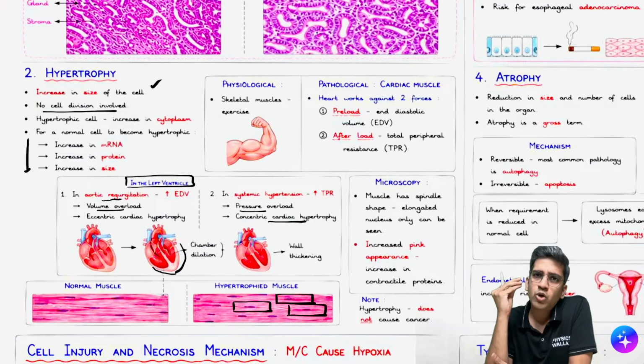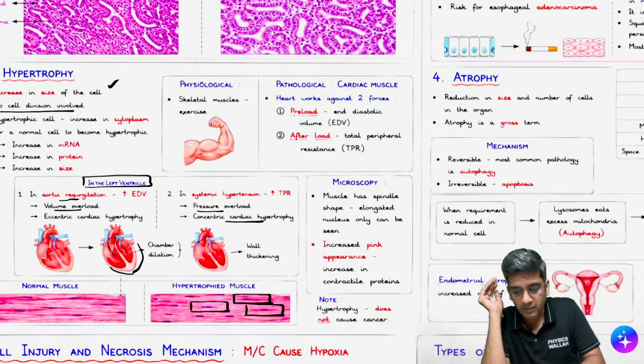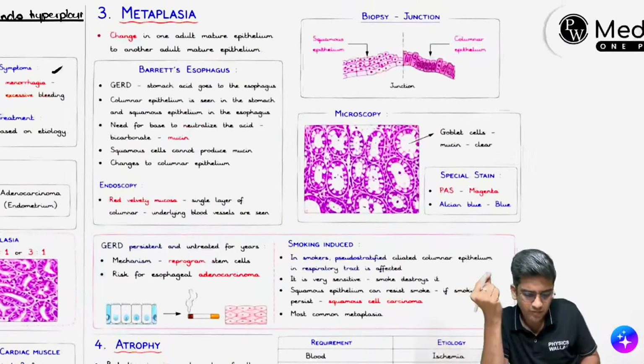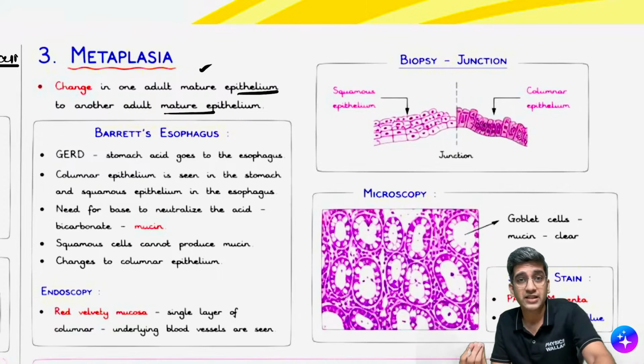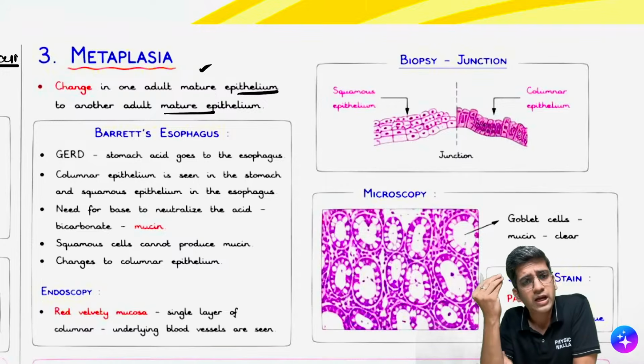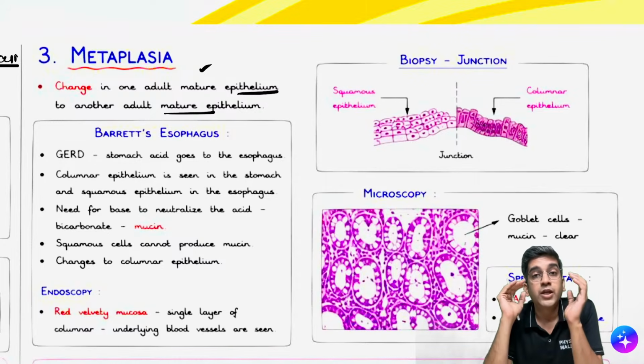It can be epithelium or it can be mesenchyme. Generally, we concentrate on the epithelial part only, right? Metaplasia: meta means change, plasia is obviously growth. It is a change from one adult mature epithelium to another adult mature epithelium, or even mesenchyme. Mesenchyme is not very important for us. Epithelium is definitely important for us. You will definitely know about Barrett's esophagus.